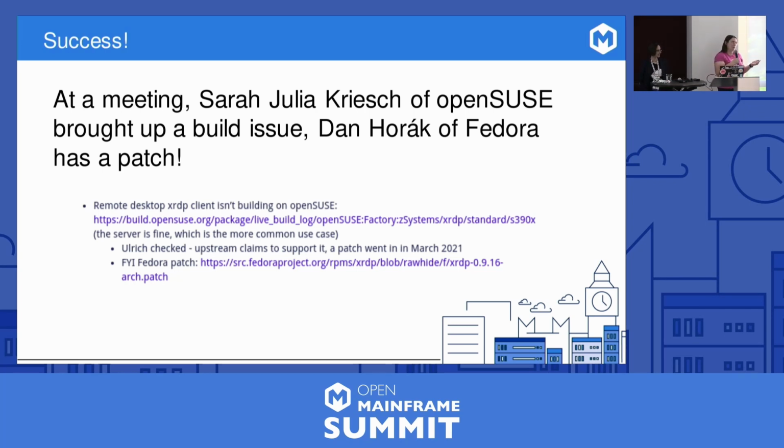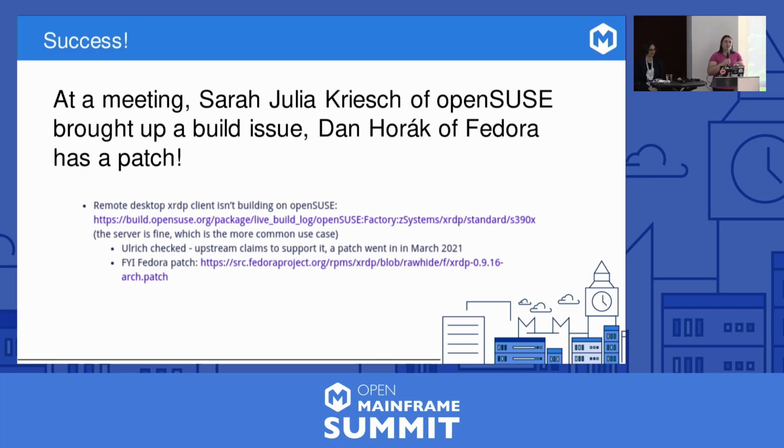Then you have to figure out what the issue is. And of course, since the maintainers of these distributions are working with hundreds of packages, we may not be intimately familiar with something like the XRDP client. So first you have to get familiar with the software. We maybe don't know the flags that need to be passed or are supposed to be passed.